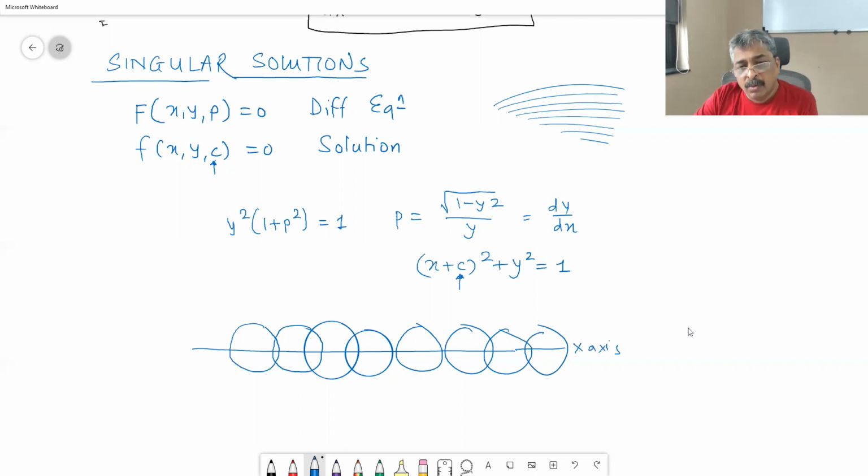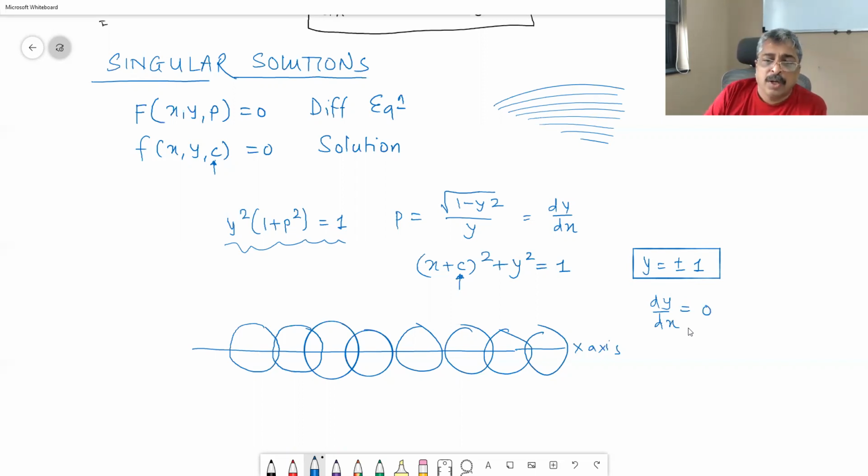Now if we put y is equal to plus or minus 1, will this satisfy the given differential equation? Let us cross check. P is dy by dx. If y is plus or minus 1, then dy by dx is 0, and hence this bracket is 1 and y square is equal to 1, and yes, it satisfies.